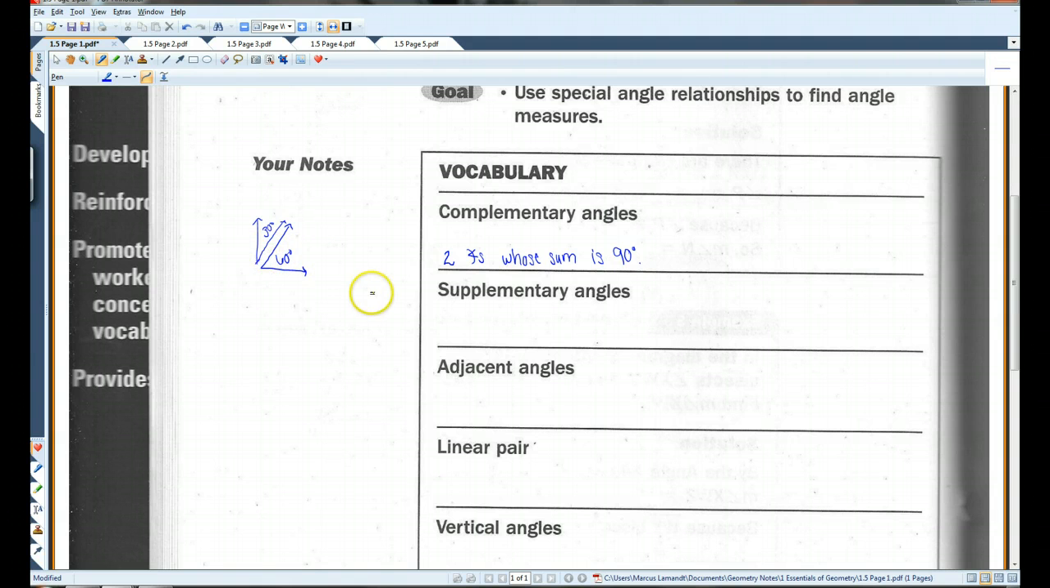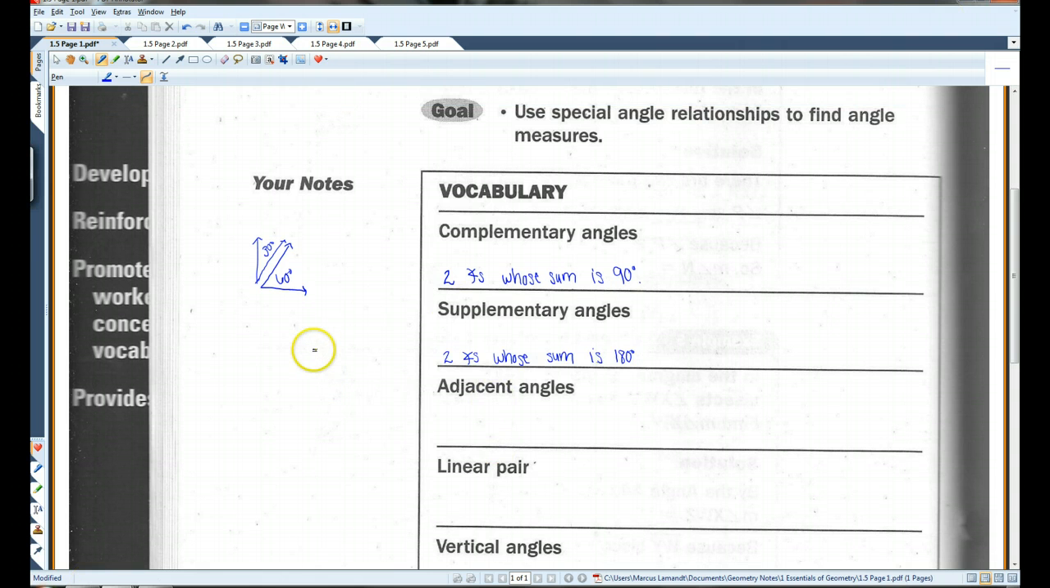Supplementary angles are angles that add up to 180 degrees. So, for example, if you have an angle that is, we'll use 60 degrees again, and then an angle that is 120 degrees, these two numbers add up to 180, so these two angles would be supplementary.